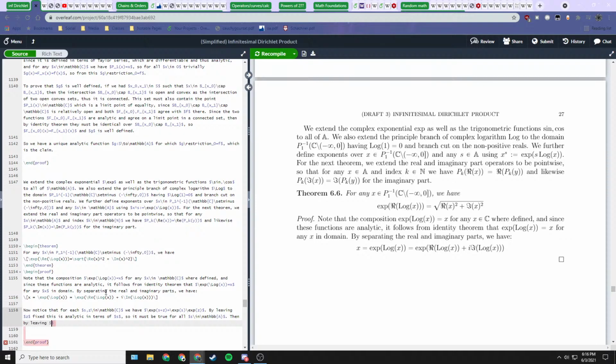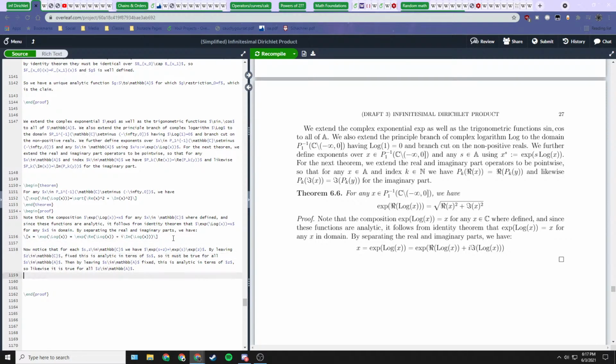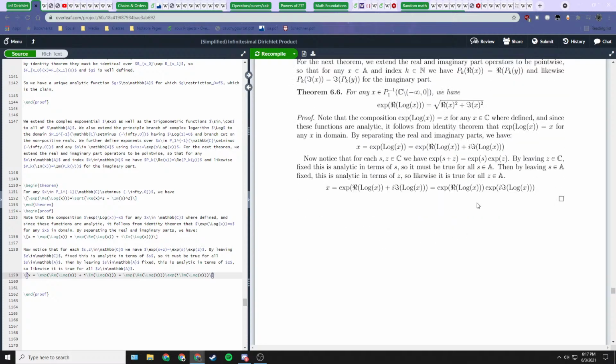Then by leaving S in A fixed, this is analytic in terms of Z, so likewise it is true for all Z in A. So that lets us take this earlier portion. So we have this exponent of sums. That lets us break this apart: exponential of this part times the exponential of this part, not plus. Just like that. Good so far.